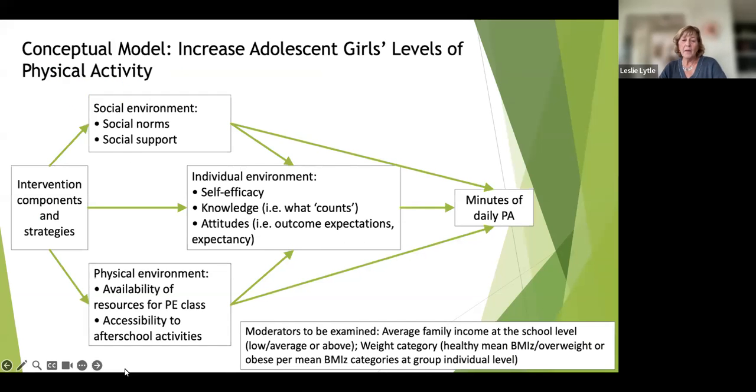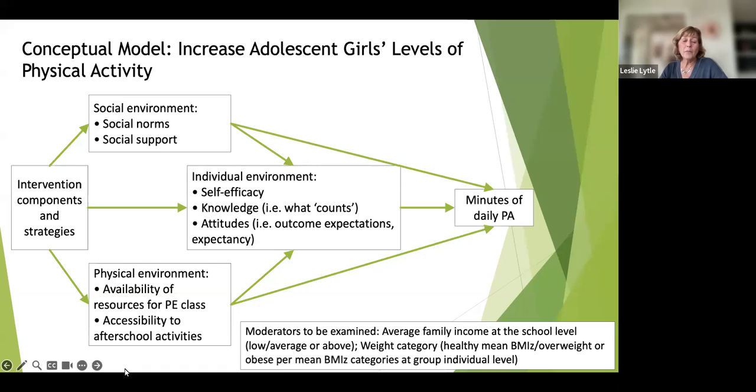So having gone through that experience, we come up with a conceptual model, which is our third step in our phase. And you'll see that our conceptual model looks very much like the framework I showed you. We've chosen two determinants from the social environment, social norms and supports. We've chosen 3 determinants from the individual environment, self-efficacy, knowledge, again, more about what counts as activity. We've included some attitudes like outcome expectations and expectancies. And for the physical environment, we've decided to focus on resources for PE class and accessibility to after-school activities.